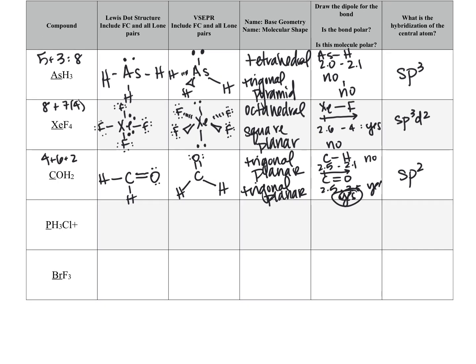So for our next one, we have a charged compound. So we have 5 plus 3 plus 7 minus 1. So when it is positive, we're going to take away an electron. So that gives us 14. I'm going to put my phosphorus here in the center, put all of our friends around it. So we've now used all of our valence electrons, and everyone has an octet.